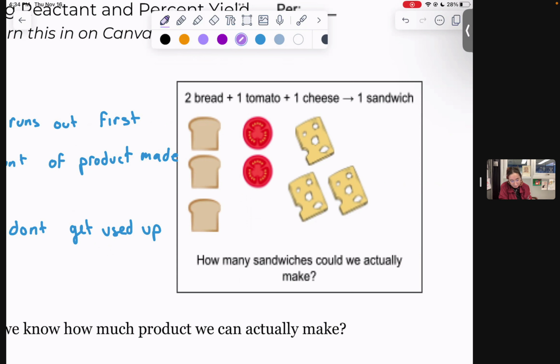And you might be thinking, okay, every sandwich I make, I'm going to need 2 bread, 1 tomato, and 1 cheese. So that would be 1 sandwich. If I went to make another sandwich, I'd want to grab 2 more bread and realize I do not have enough bread. So in this scenario, we do not have enough bread to make a second sandwich. We're going to run out of bread. So that is our limiting reactant.